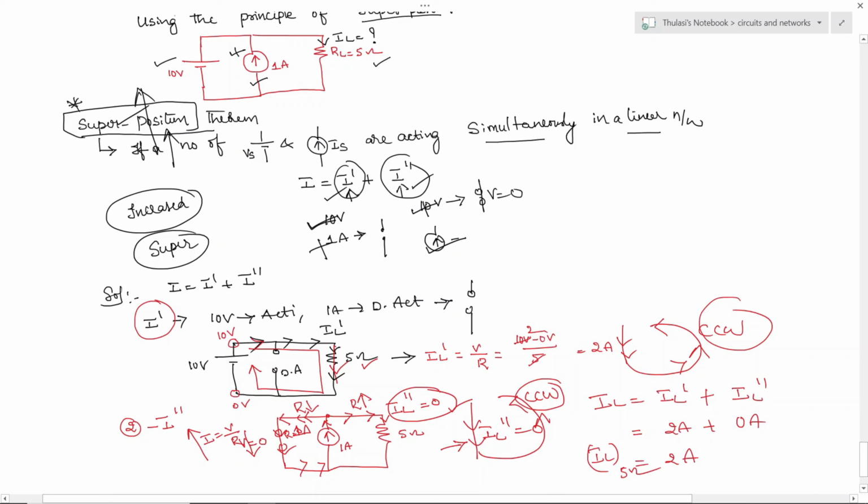Hope you are able to understand. Initially activate one source and deactivate the other, then activate the other source and deactivate the first, and find the currents I dash and I double dash. This concept is called superpositioning. The statement is: if a number of voltage sources and current sources are acting simultaneously, find the response I dash by activating one source and deactivating the other, and then activate the other source and deactivate the first. That's why this theorem is called the superposition theorem.